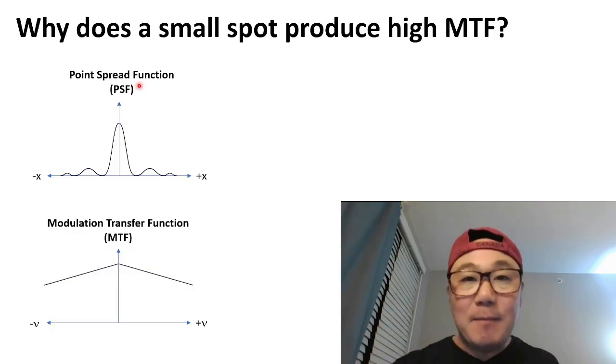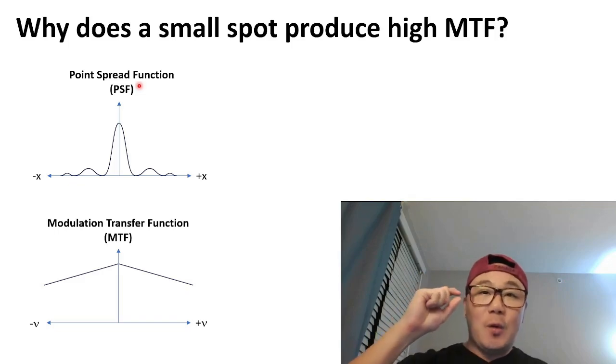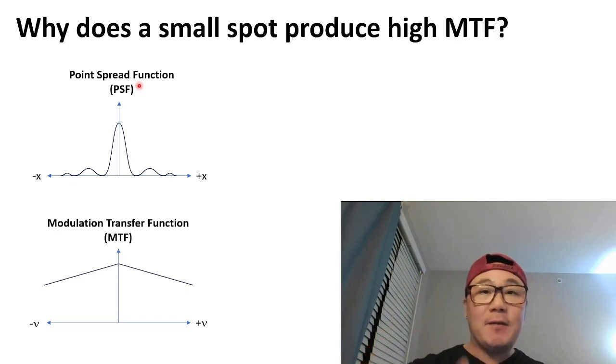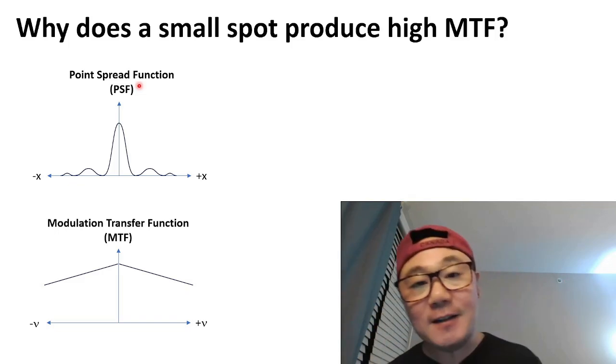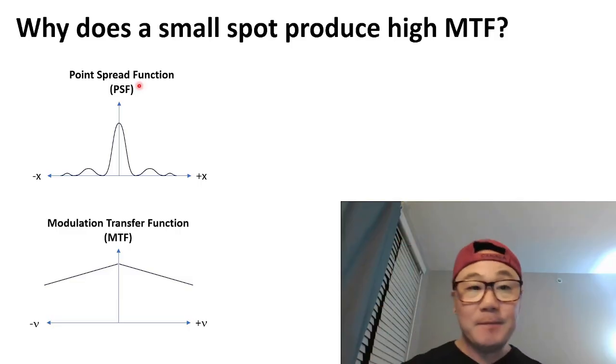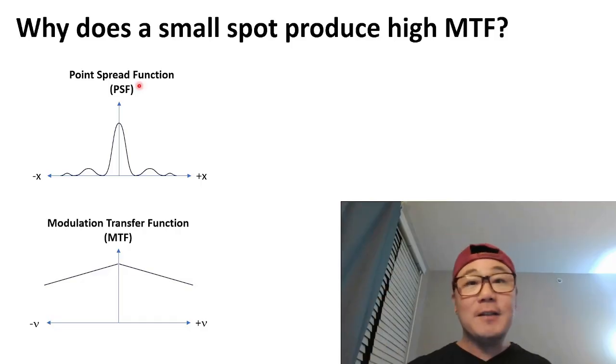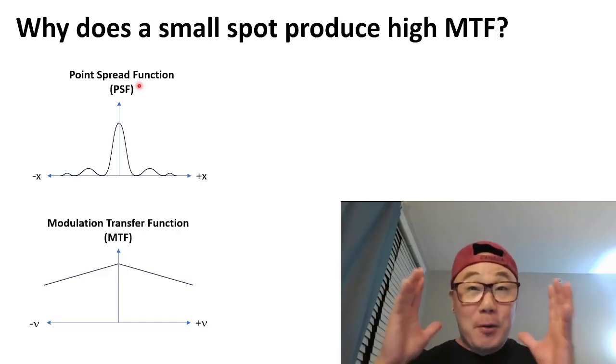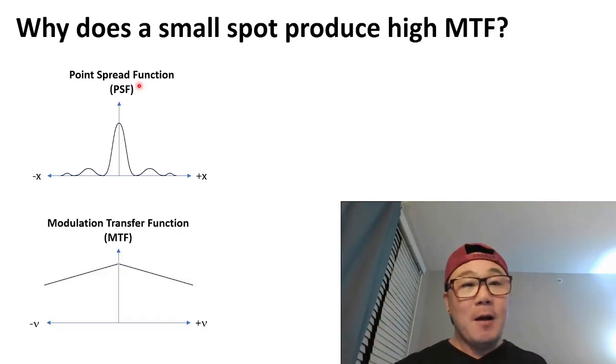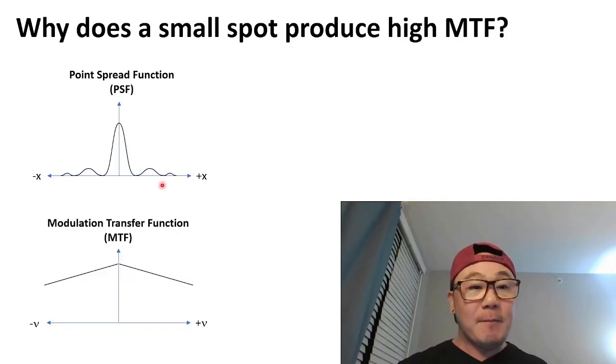But why is it mathematically that when the spot is smaller, the MTF is higher? Okay, so one way to understand this is to think about boundaries. Because, I've got boundaries, you've got boundaries. Just kidding. We're not talking about personal boundaries. We're talking about bounds on a spatial coordinate, such as this, for example.